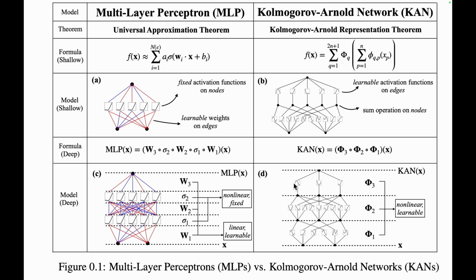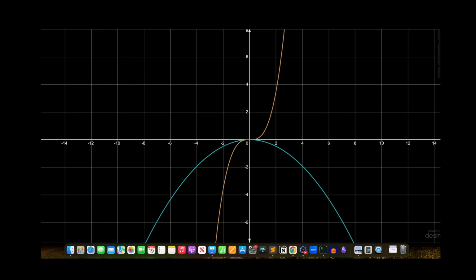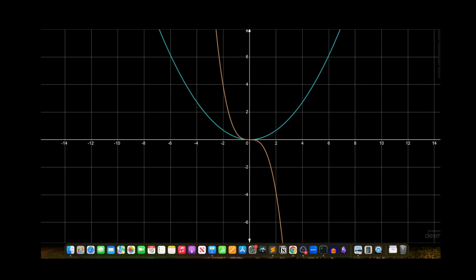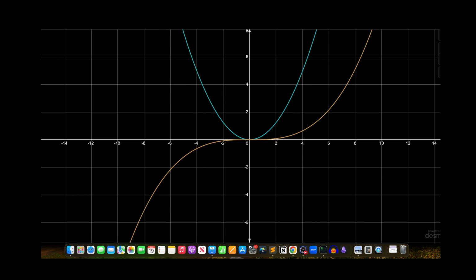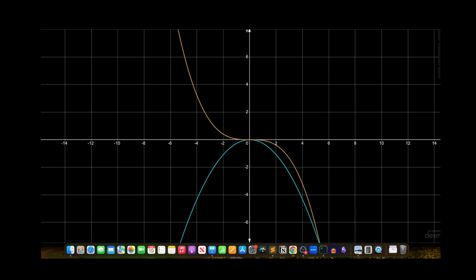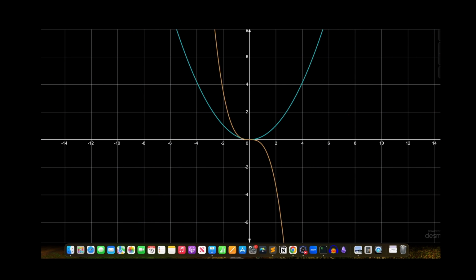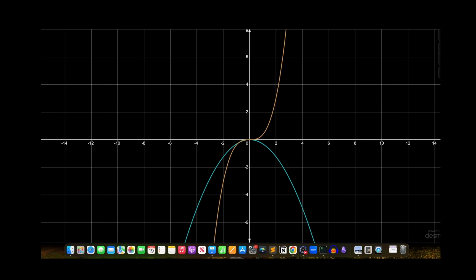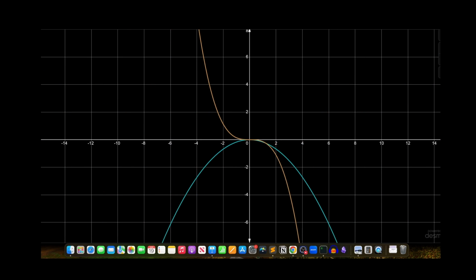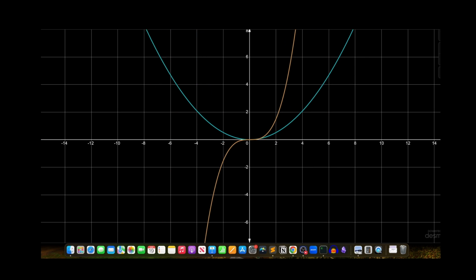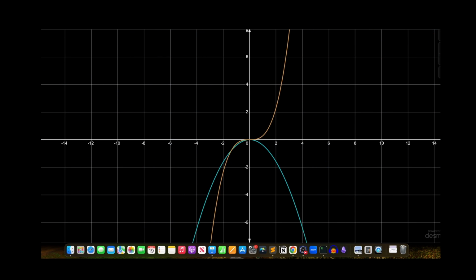So in order to understand how the KAN works, we need to look into how basic polynomials can be combined to build complex polynomials. What we have here are two polynomial functions, y equals x squared and y equals x cubed, that are wiggling up and down. The curve in blue is the y equals x squared curve, which is more of a U-shaped curve. And the curve in yellow is the function y equals x cubed, which is more of an S-shaped curve that's been turned by 90 degrees.